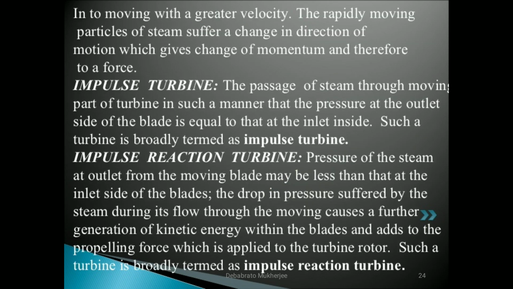Impulse turbine. An impulse turbine is the passage of steam through the moving part of a turbine in such a manner that the pressure at the outlet of the blade is equal to the inlet. That means inlet and outlet pressure are the same in an impulse turbine. In an impulse reaction turbine, the drop in pressure suffered by the steam occurs as it flows through the blades, and it is again given to the condenser.